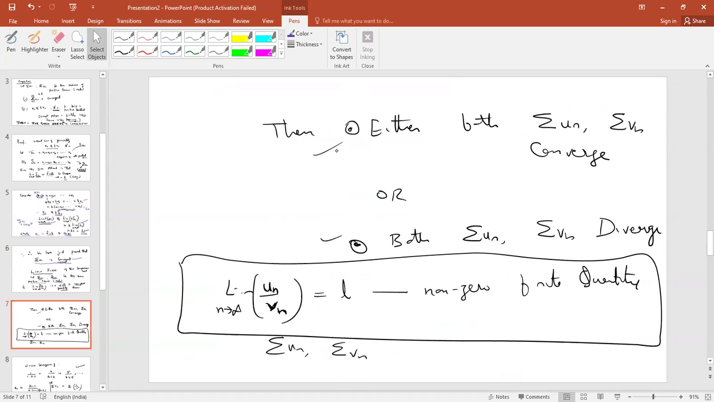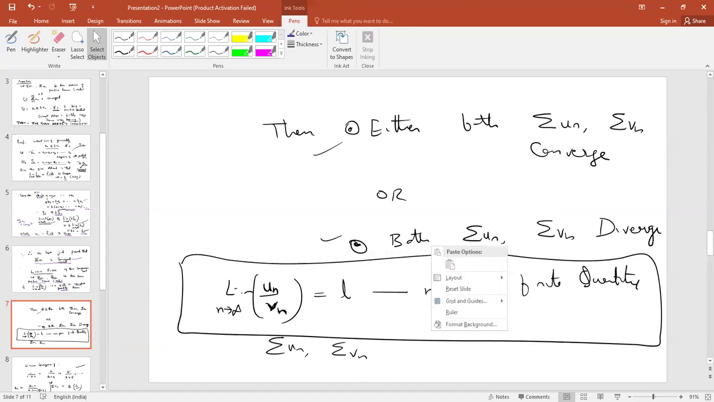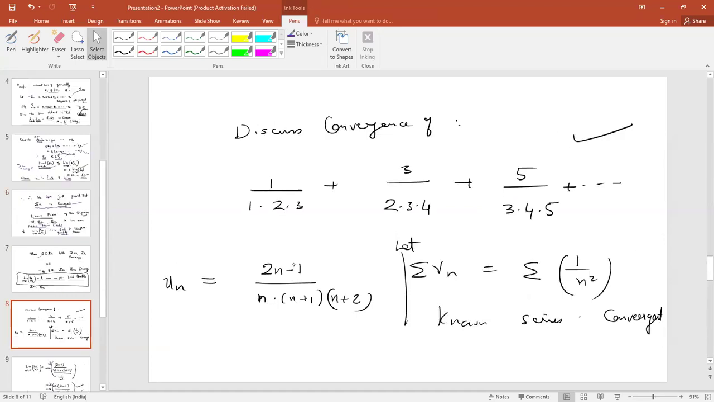So this is a straightforward consequence of the main theorem that I just now discussed. However, for the convenience of the readers, I'm going to do a short video on how this can be derived. But for now, let us be satisfied that if this boxed statement is true, that the limit is a finite non-zero quantity, then summation un and summation vn either both converge together or both diverge together. But let's take a small example.